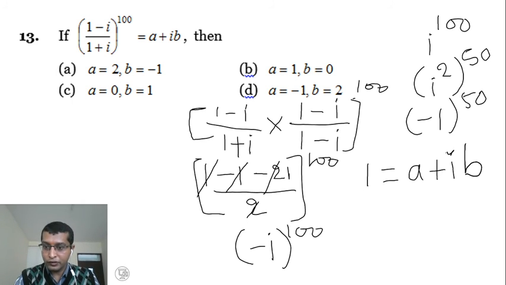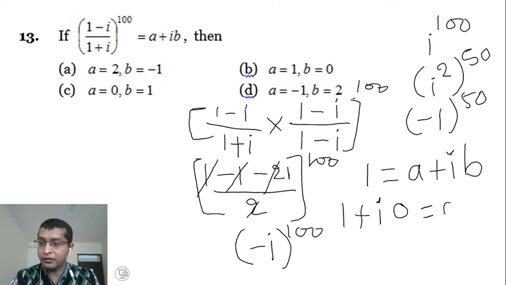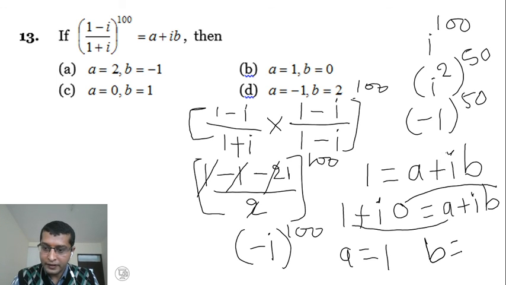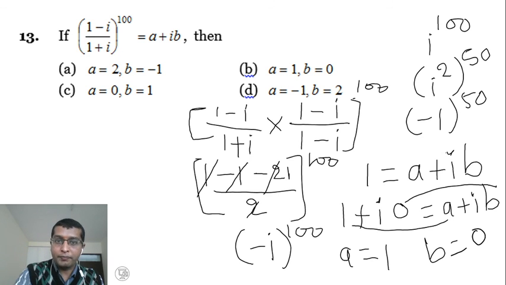This also we have to write in complex form. Very simple: only the real part, I write the real part; if the imaginary part is absent, we have to write i times 0. So 1 + 0i is equal to a + ib. Now we observe that the real parts can be equated, so a = 1. The imaginary parts equated, so b = 0. So we get the solution a = 1, b = 0. That is, the correct option is B.